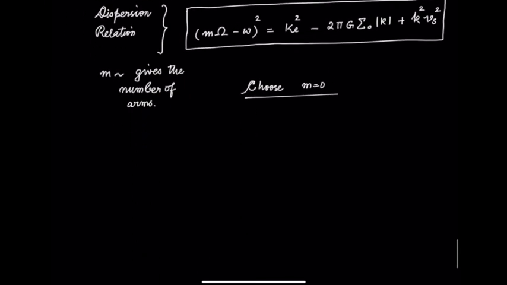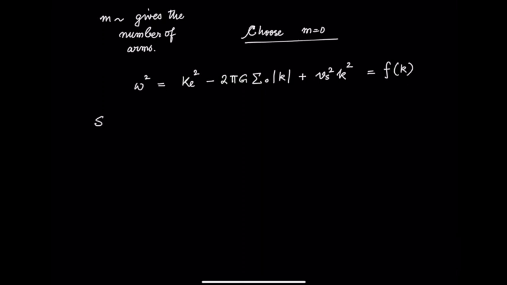So once you choose m equals 0, this simplifies a lot. So this becomes now more like our old relation. Omega square equals kappa square minus 2 pi G sigma naught modulus of k plus Va square k square. The right hand side is a function of k, so let me call this f(k). And remember that stability means omega square greater than 0.